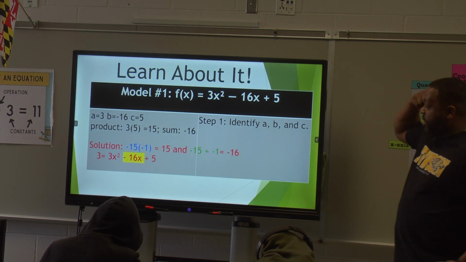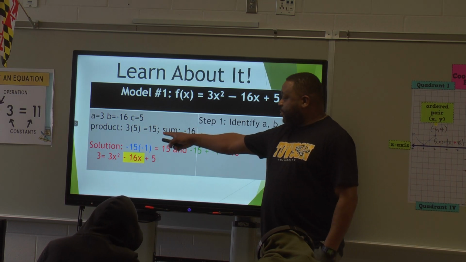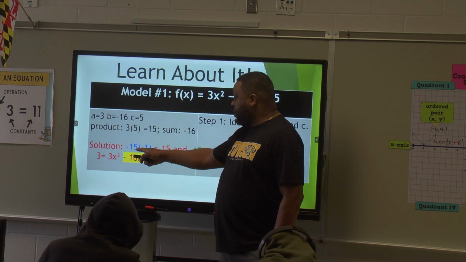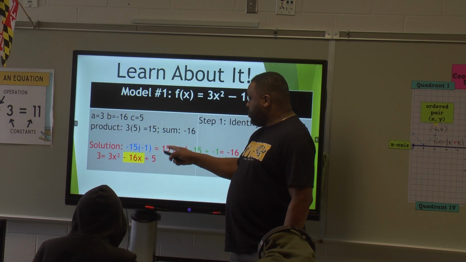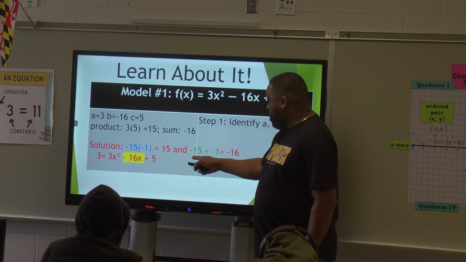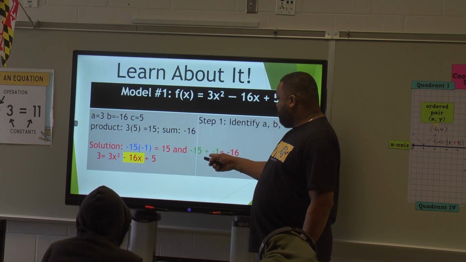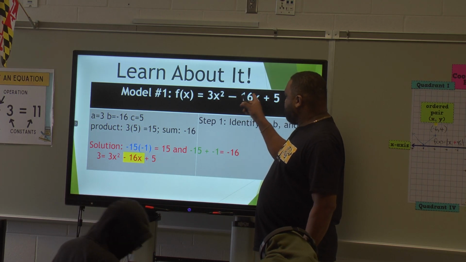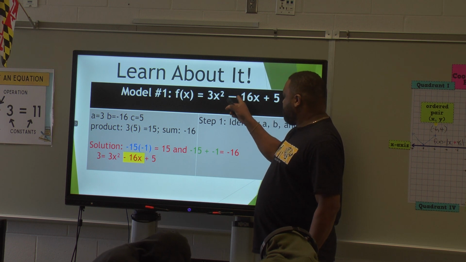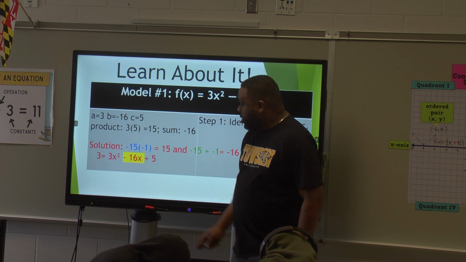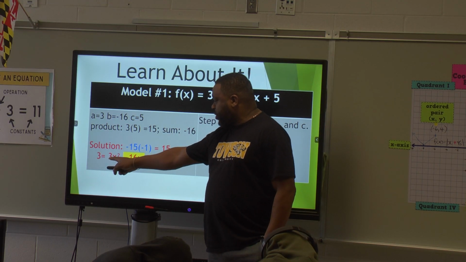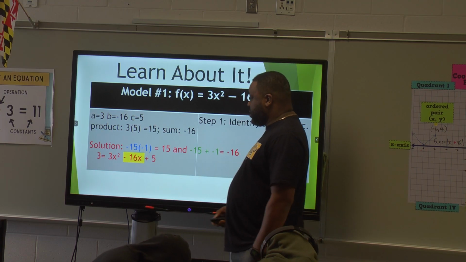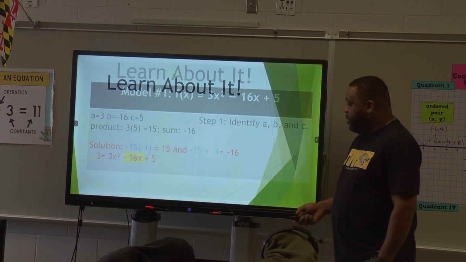We start going through our head. Okay, so we got our number, but then we have to break it down. We know that we can go with negative 15 times negative 1, which will give us positive 15, and negative 15 plus negative 1 will give us negative 16. Because remember, C is positive and B is negative. So we're going to go ahead and look at it with our solution. We have now taken 3x squared minus 16x plus 5.